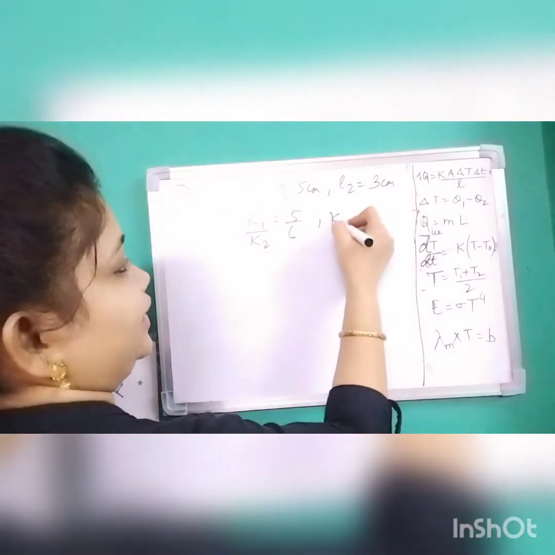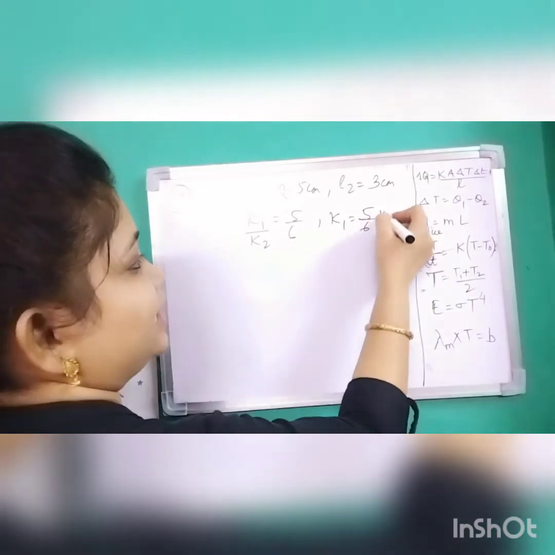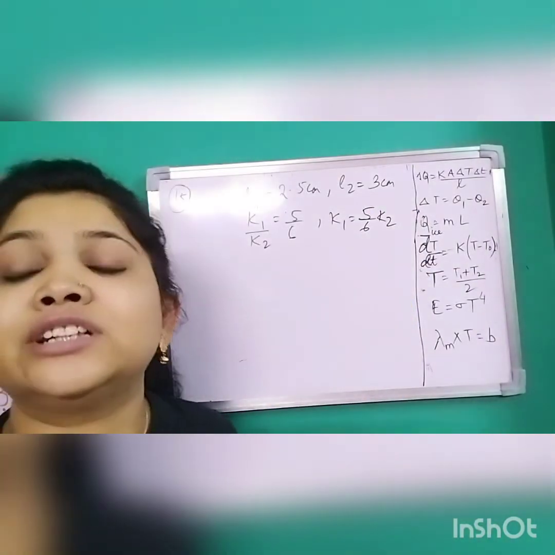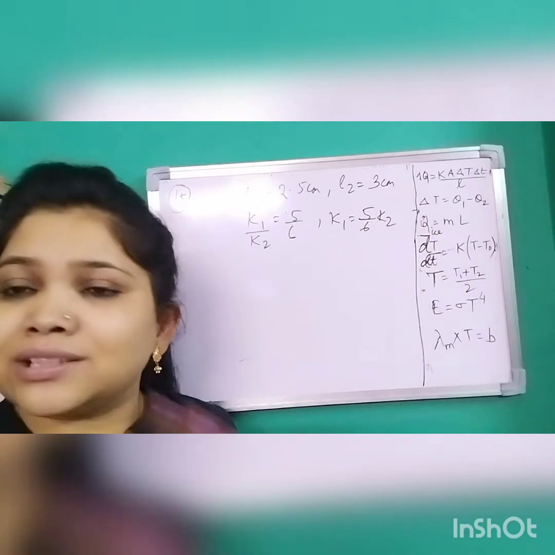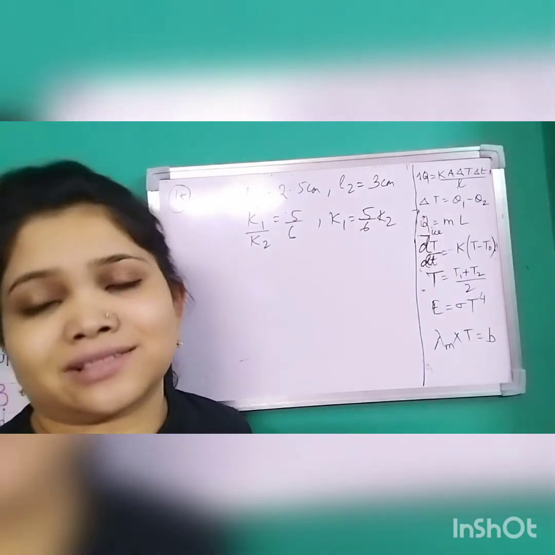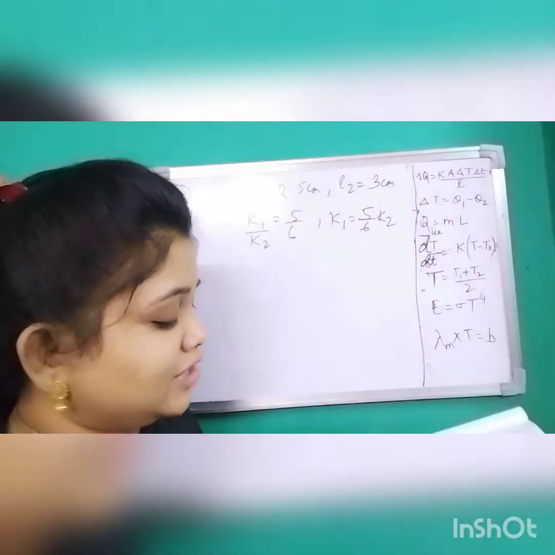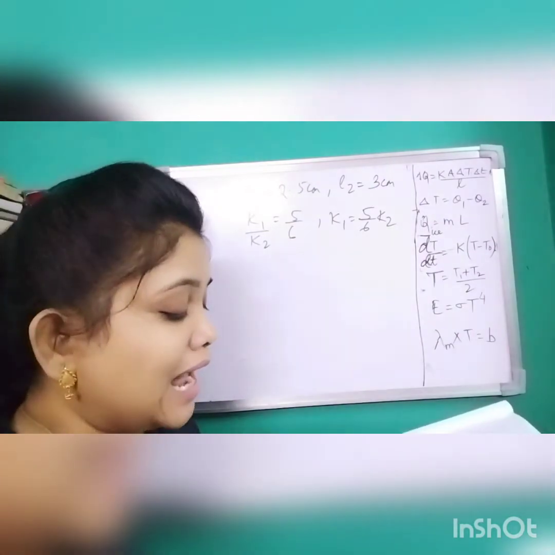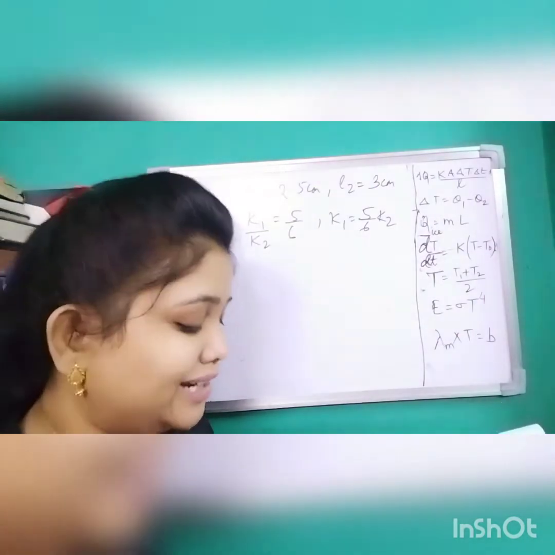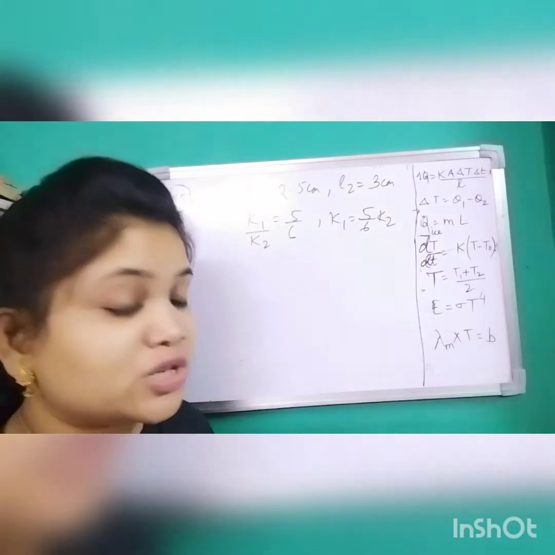So we can easily write K1 is nothing but 5 by 6 K2. Always convert one thermal conductivity in terms of the other thermal conductivity. If the outer surfaces of the sheets are at constant temperatures of 100 and 10 degrees respectively, calculate the temperature of the interface.